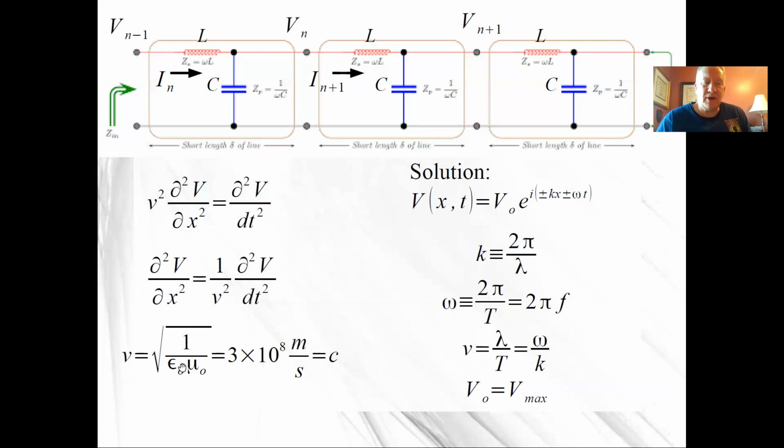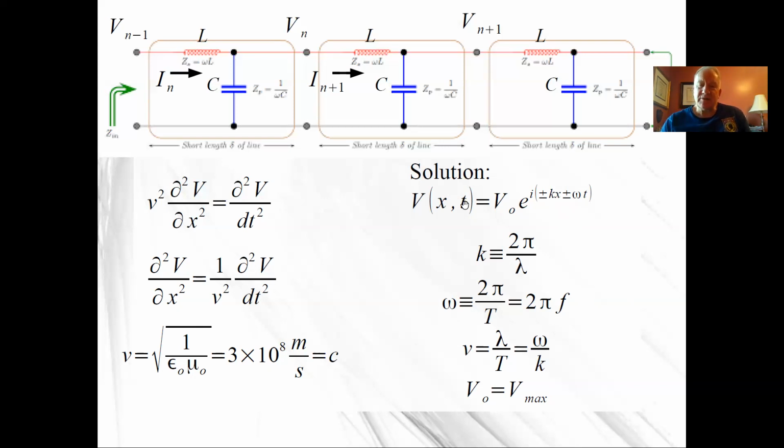Once again, v is equal to 1 over the square root of epsilon naught mu naught, and if it's in a vacuum, it's equal to 3 times 10 to the 8 meters per second. So if the separation between the inner conductor and the shield were a vacuum, then the waves would move at this speed. Instead, it's going to be a dielectric material like plastic, and the waves will move slightly slower.